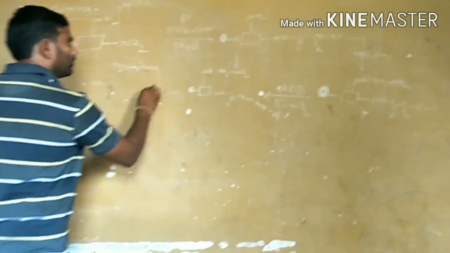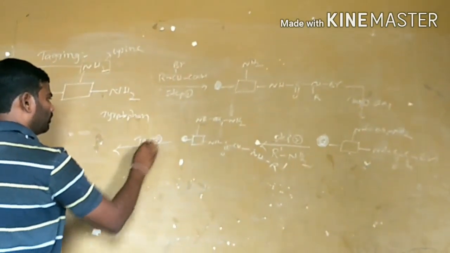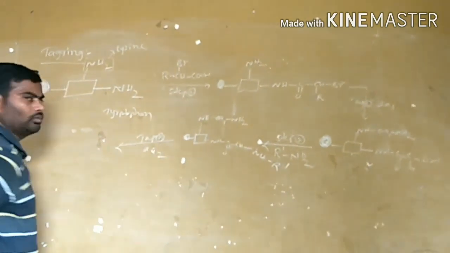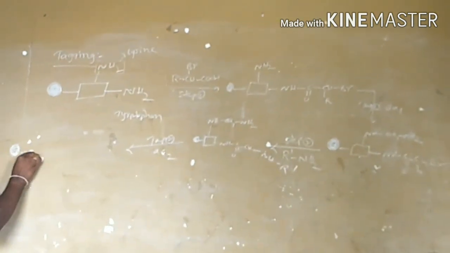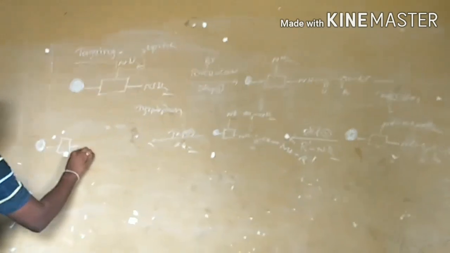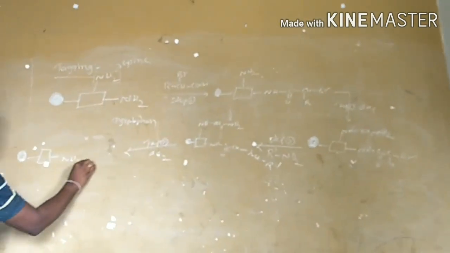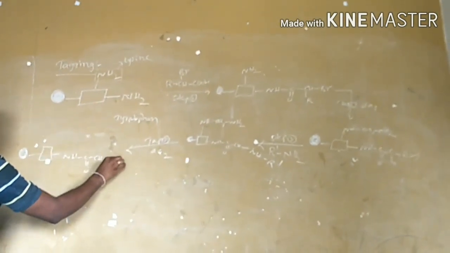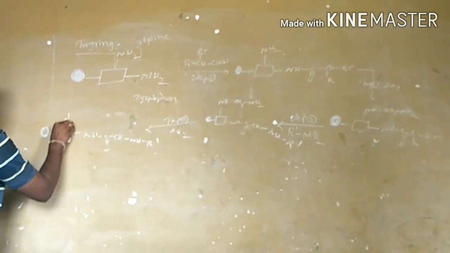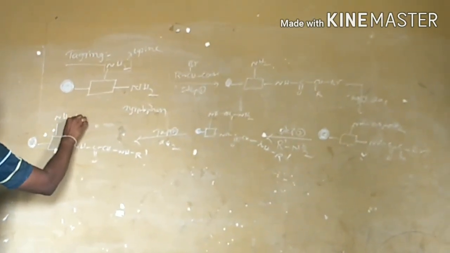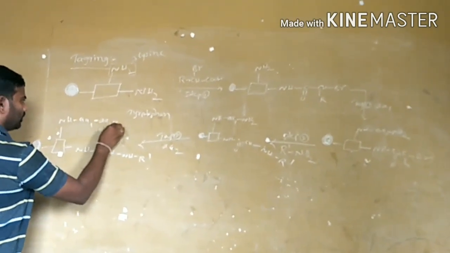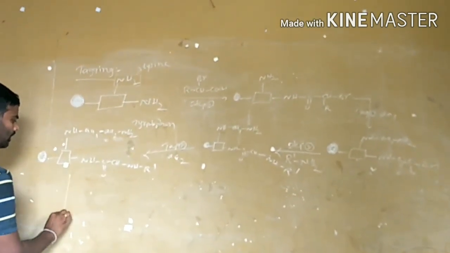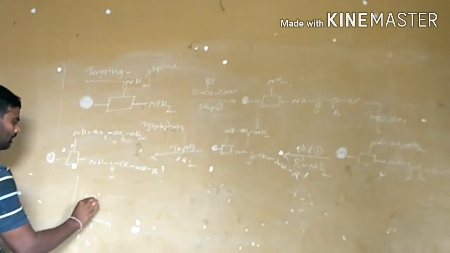Next, tag 2 is the amino acid 2. Here NH, then CO, CH, NH, R dash. This NH, amino acid 1. Now the second tag molecule, there is amino acid 2, NH2. Then next, step 3.